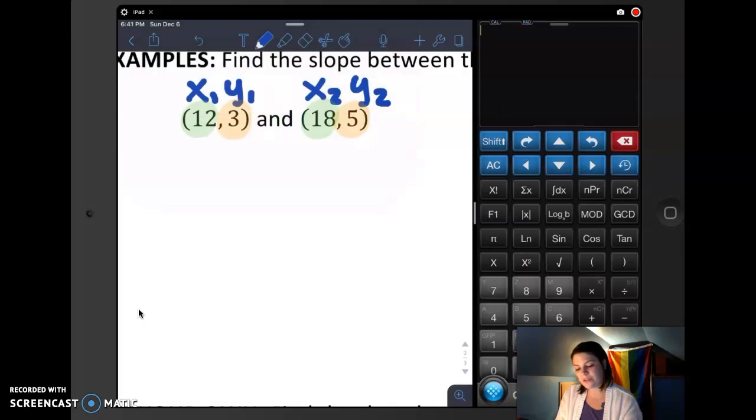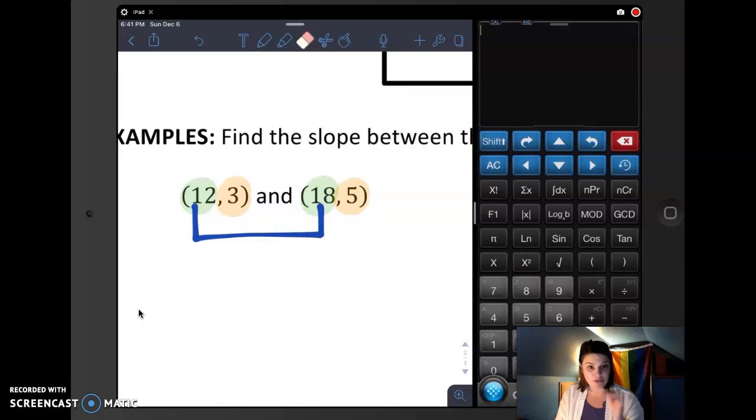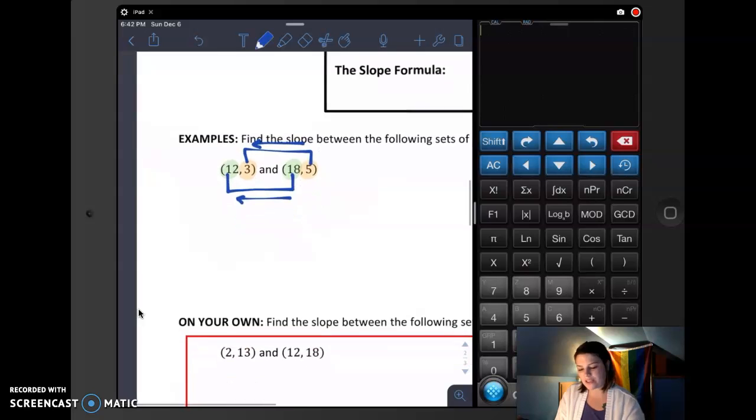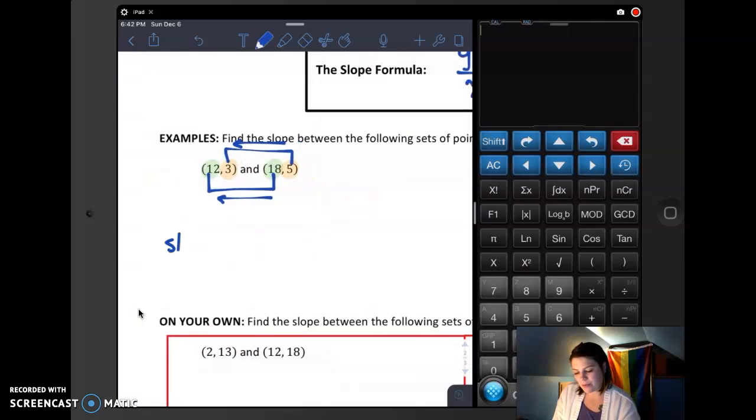And what this helps us to do is we can then connect the x's on the bottom, because the x's are on the run, they're the bottom of the formula, and we can connect the y's on the top. That reminds us that we're going to be doing x2 minus x1 on the bottom of our fraction, and y2 minus y1 on the top of our fraction. So our slope is equal to y2 minus y1 over x2 minus x1.